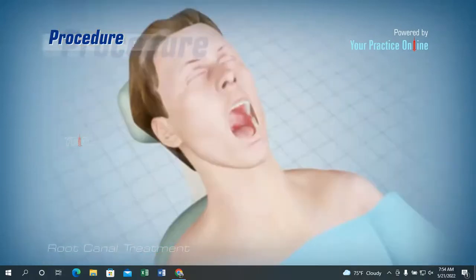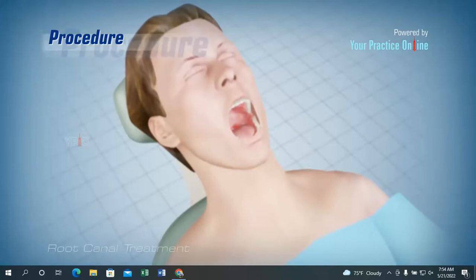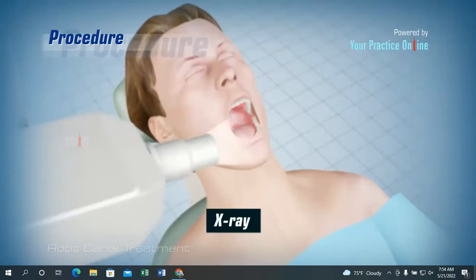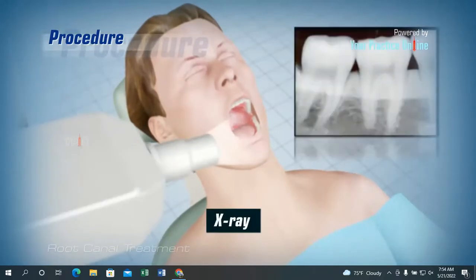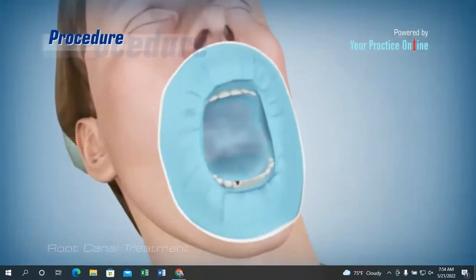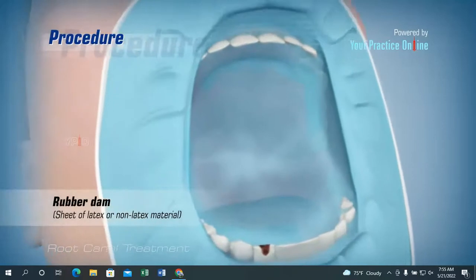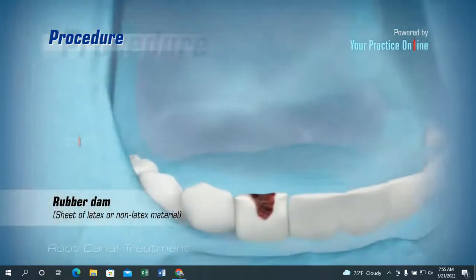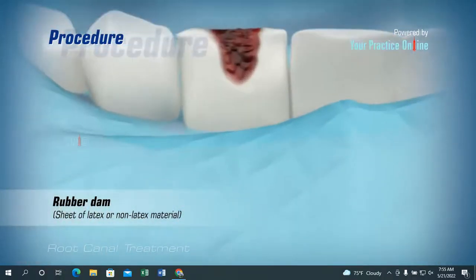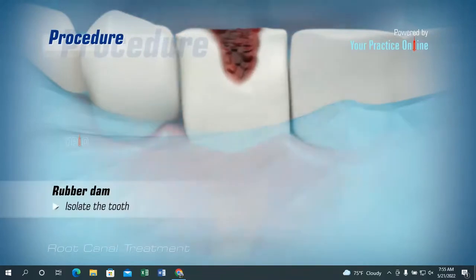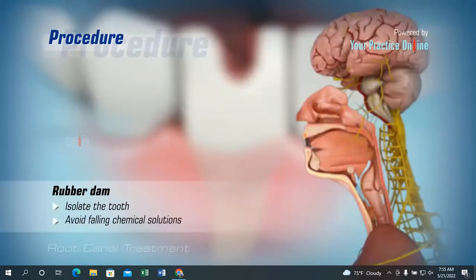The first step in the procedure is to take an X-ray that displays the entire tooth to see the shape of the root canals. Next, to keep the area dry and free of saliva during treatment, a rubber dam is placed around the tooth. The rubber dam is a sheet of latex or non-latex material. The main function is to isolate the tooth being treated and also to keep the different chemical solutions from falling to the back of the throat.